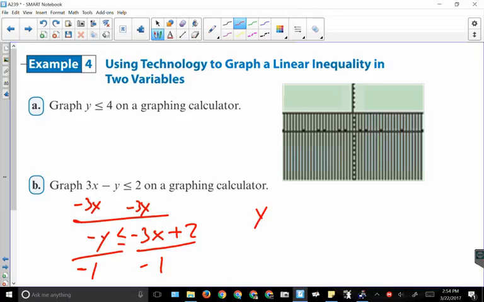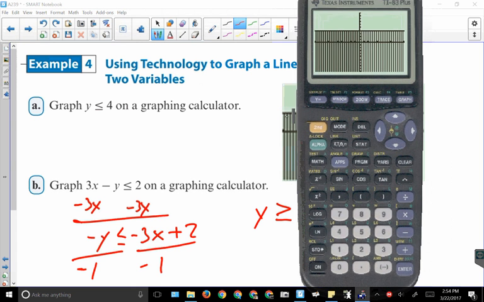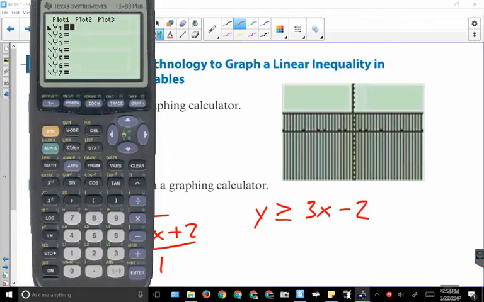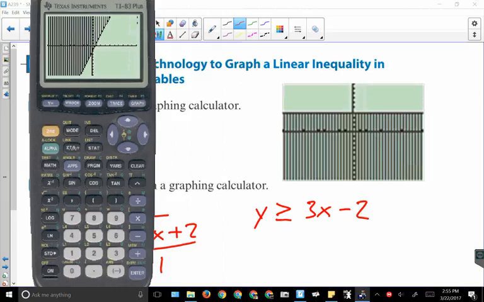So y is going to be like this. What do I have to do with the inequality because I divided by a negative? Flip it. So this would be greater than or equal to. This would end up being 3x minus 2. So now I can go through and graph. Back to the y equals. I put my 3, my x, a minus 2 in there. But now I'm going to have to go and switch this around. So I'm on that now. I press enter, press enter, press enter. This does the different things. And there we are. We're above. So if I hit graph, now I get where the graph is above. And there you go.